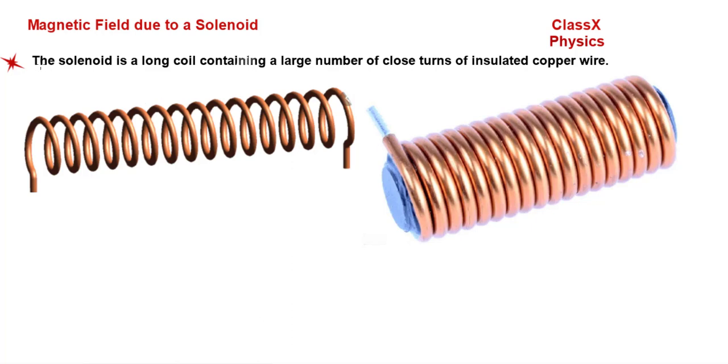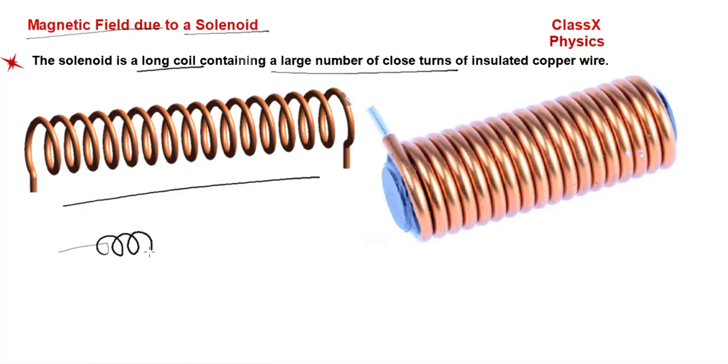In this video, we will learn about the magnetic field due to a solenoid. What is a solenoid? A solenoid is a long coil containing a large number of closed turns of insulated copper wire. This is the insulated copper wire. We can give the insulated wire a shape like this, with continued turns, making it coil-shaped. It will be called a solenoid.